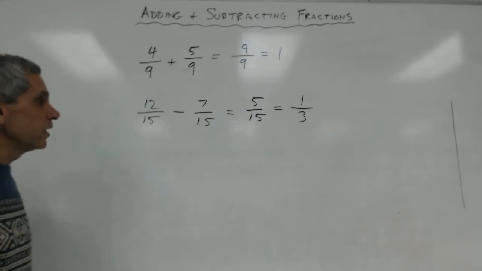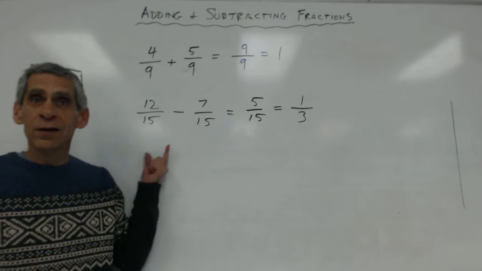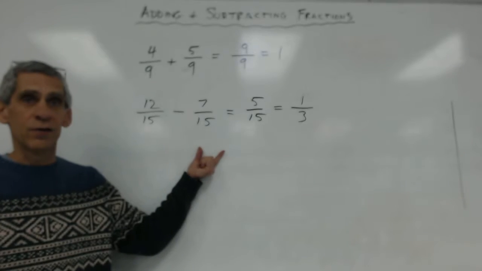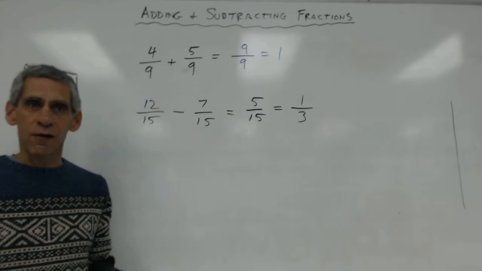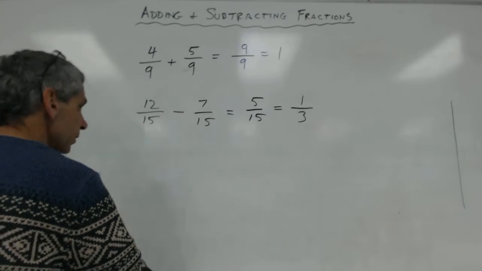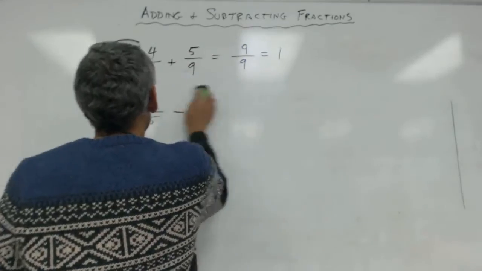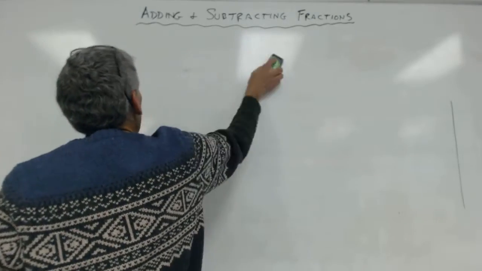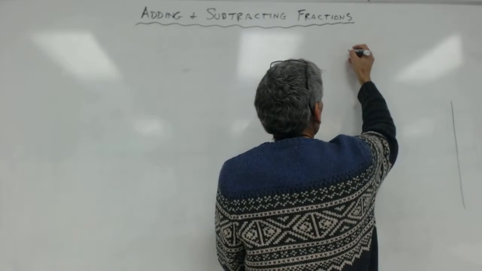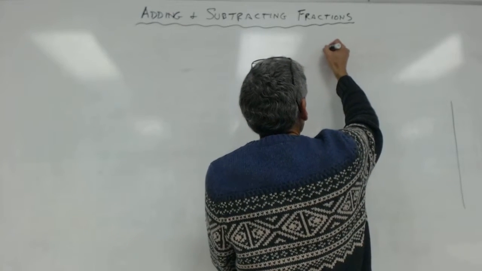Okay, so these are really easy when your denominators are the same, when you have common denominators, right? Piece of cake. And now we're gonna do them where they aren't the same, and we gotta figure it out. So we're gonna create a little rule here, okay? A little step-by-step thing.